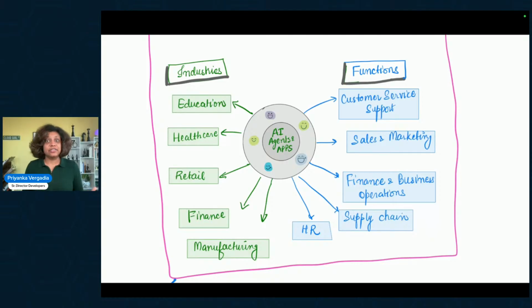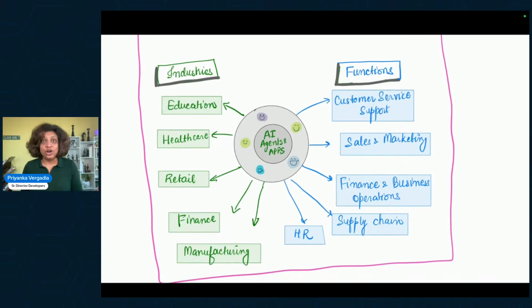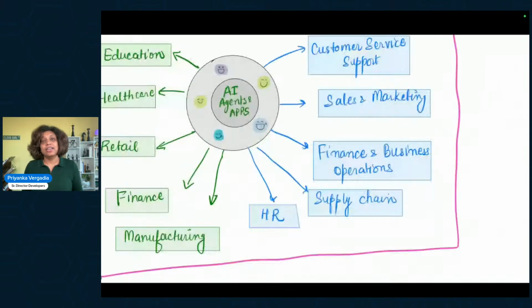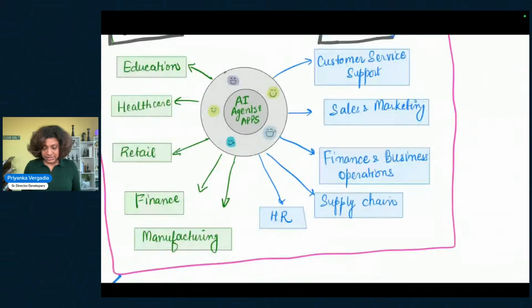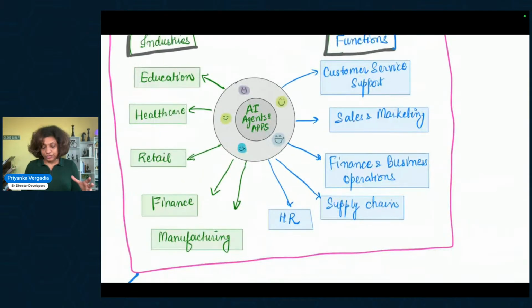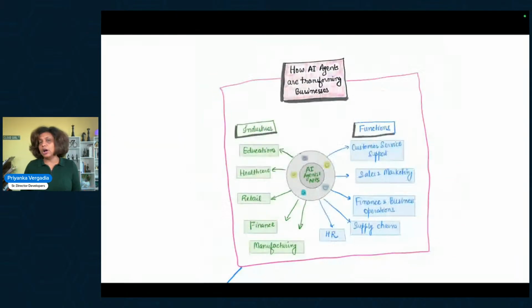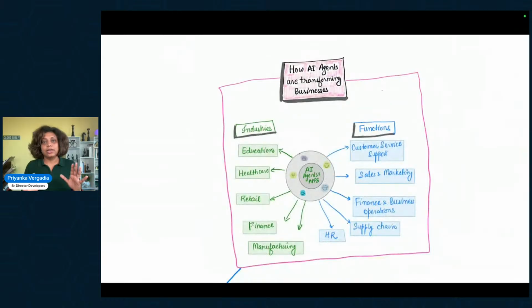So that, and then start thinking about sales and marketing. Definitely marketing is getting so much love with content generation, and customizing with your own brand voice. All the tools are available to do this today. Finance and business operations, supply chain, and then HR, right? All of these categories of functions are being transformed with AI.